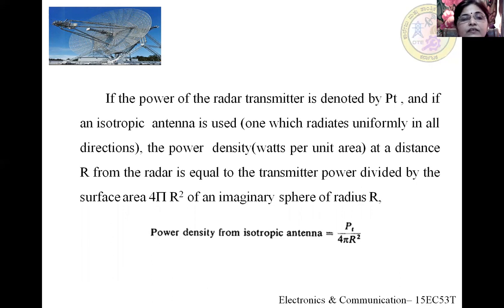So here, let Pt be the transmitted power. Here we can see the equation for power density from an isotropic antenna. Power density is the power density at a distance r from the radar, which is equal to Pt divided by 4 pi r squared. Here Pt is the transmitted power, and 4 pi r squared is the surface area of an imaginary sphere.